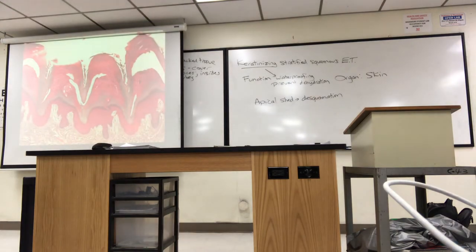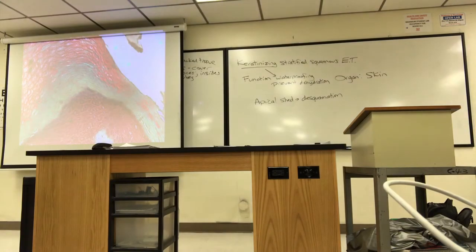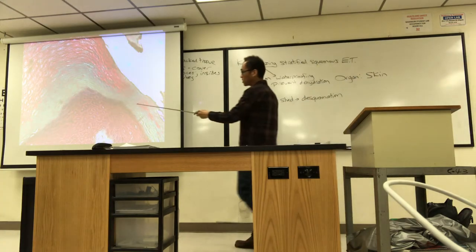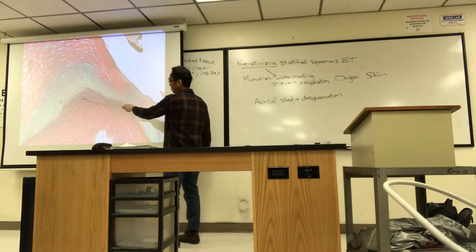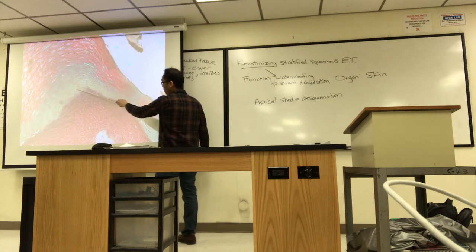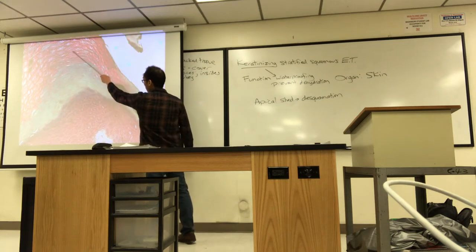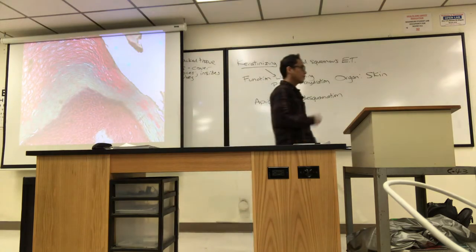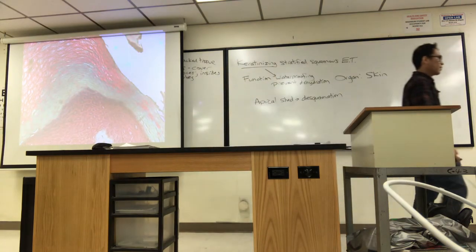There's another picture there, and I took a closer-up picture so you can see the transition from living cells to dead cells. These dark cells here are where cells are still living, and they start to die at this clear layer, and the dead cells are on top of that. But anyways, we call it keratin. It's a specialization of this epithelium.